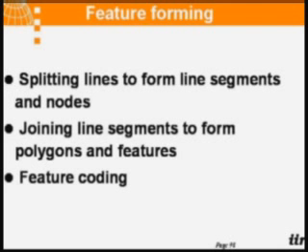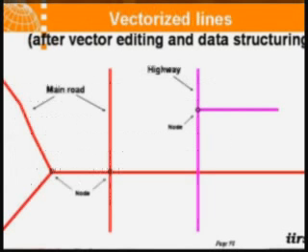So then once you create a line or a polygon, it belongs to a certain category. So then you have to give that category, that is called feature coding or attribute. So you see, this is the main road. You have to create nodes, and this is some other highway. So you have to create nodes for that. So that is what I already explained.